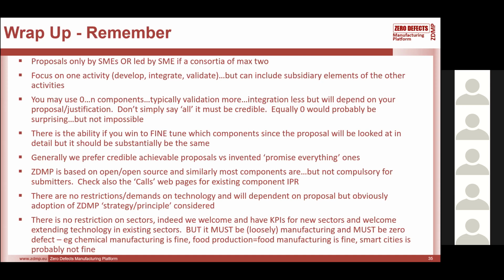Somebody asked a question on sectors. We have 4 sectors, but there's no restriction. In fact, we've got some KPIs on additional sectors, but equally extension of the existing sectors is good as well. So in a general sense, throughout our whole definitions, we're trying to be as open as possible. But of course, there are 2 restrictions. It must be loosely related to manufacturing, and it must be related to zero defects. So, for example, food production. Well, food production is kind of manufacturing, right? But some elements of food production are not manufacturing. So it very much depends upon context, but in general, it's quite open.